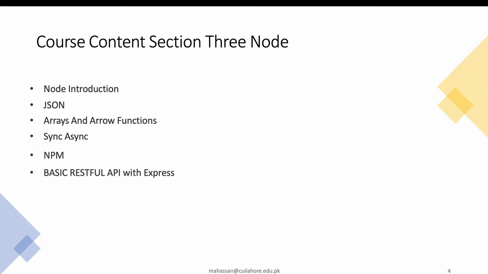In section 3, we will have an introduction of Node. First, we will have a look on advanced features and enhancements of JavaScript. What is JSON? Handling of arrays, and what are arrow functions? Then what is synchronous and asynchronous code execution in JavaScript? Then we will see what is Node Package Manager. And lastly, we will build a basic RESTful API with Express without any database first. Express is basically a framework of Node.